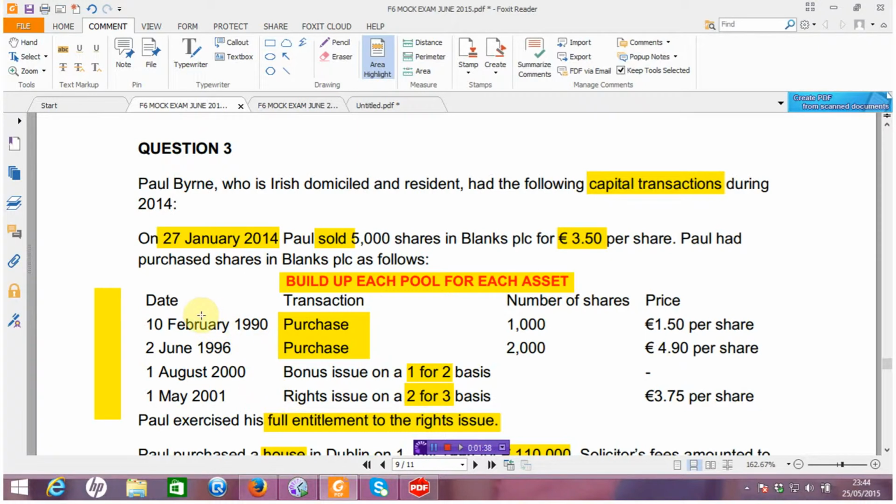So broadly speaking, what we have here is a set of purchases, and then we have a bonus and a rights issue. And we should remember from our studies that the bonus and rights issue is based on the number of shares in hand prior to the bonus or the rights issue. Okay, so more of that later.